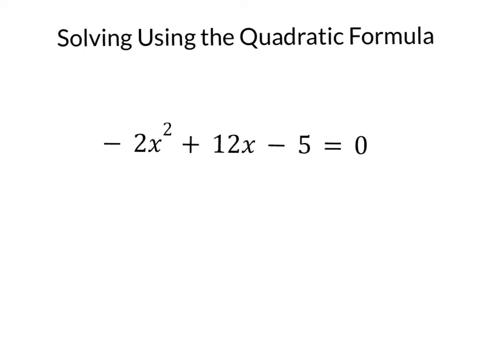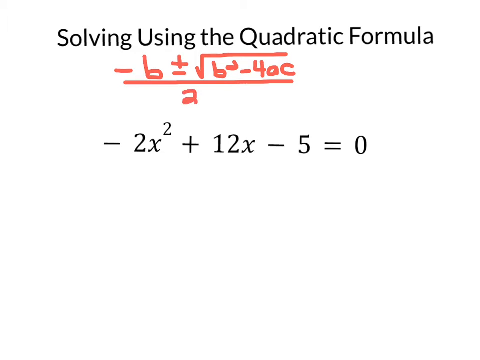You can always complete the square. I would look to see if that b value is an even number. That's typically when it's a little bit easier to complete the square, and if it has a common factor with your a value. But the quadratic formula will always work. And our quadratic formula is the opposite of b plus or minus the square root of b squared minus 4ac, all divided by 2a.